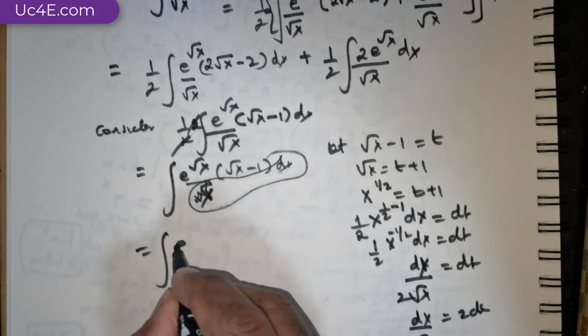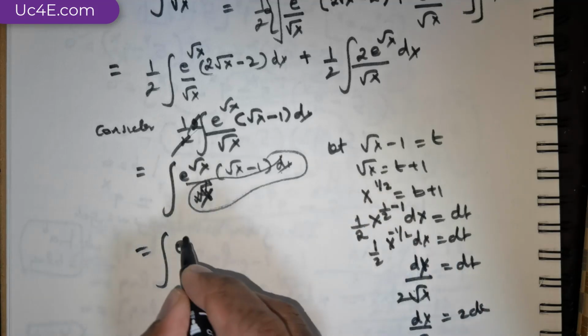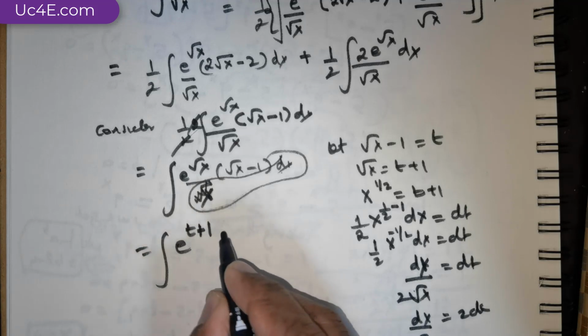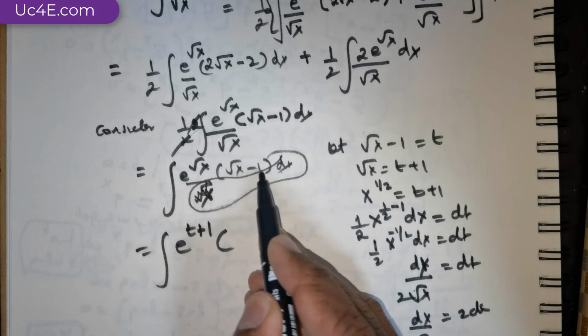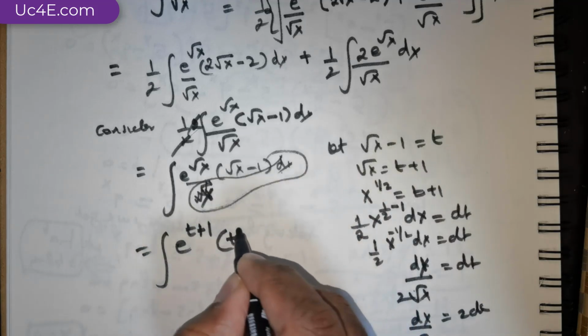So let's do that. e raised to the power of root x. In place of root of x, I'm going to substitute t plus 1. In place of root of x negative 1, I'm going to substitute t.